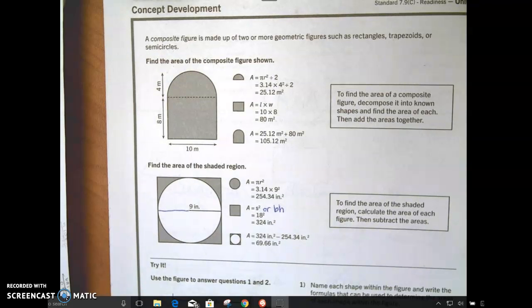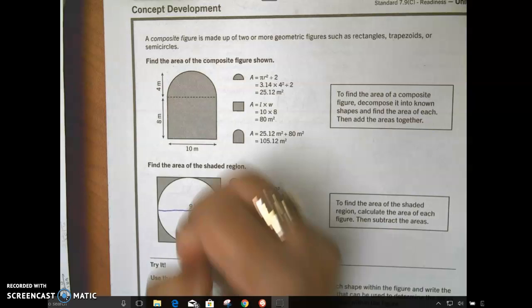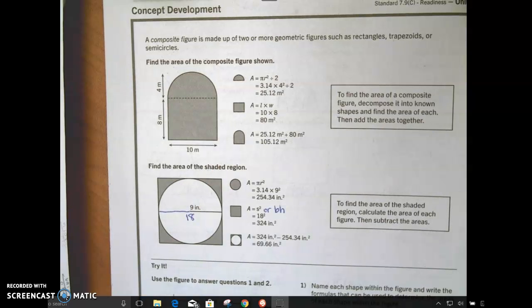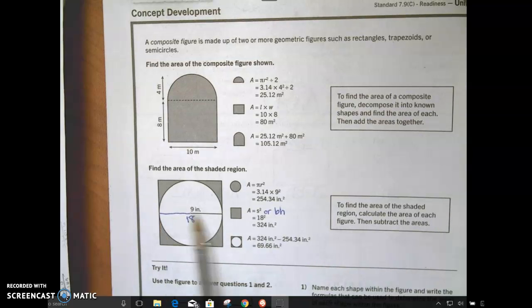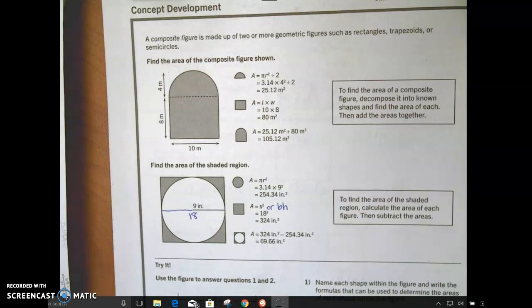What's that whole line that I just drew? 18. But how do I know that that's the side of a square? What do I know about a square? All sides are equal. But is this the side of a square? So then how do I know the length of the side of the square? Where did they get that 18 from?